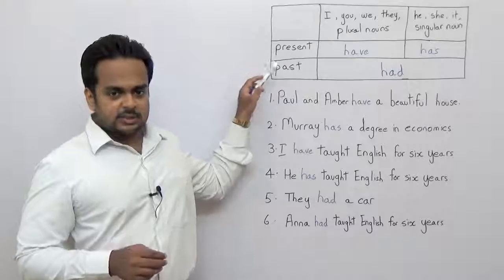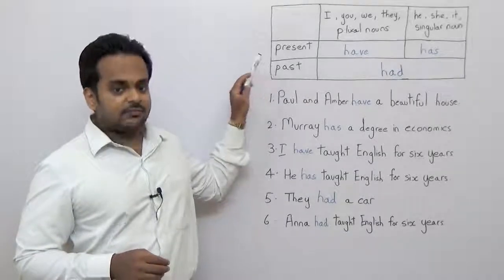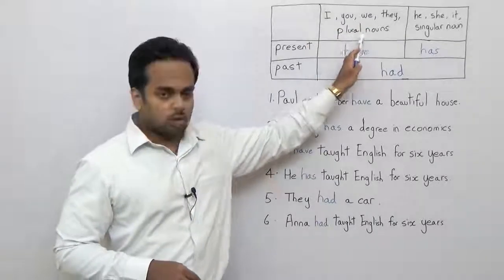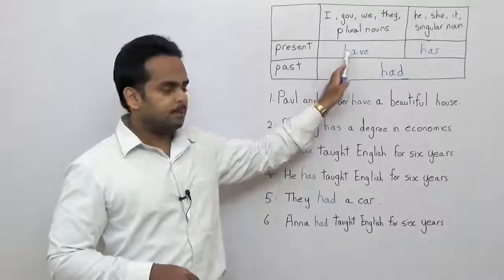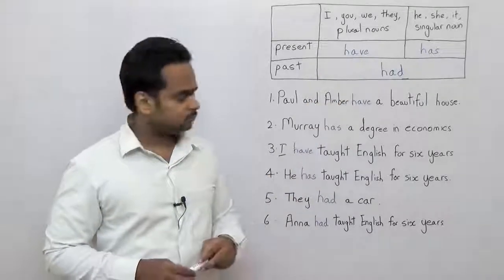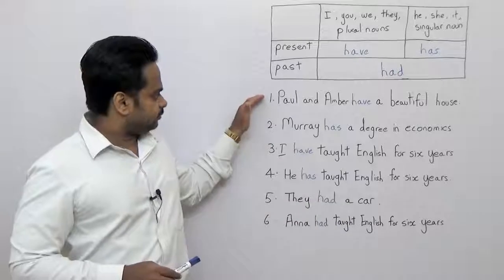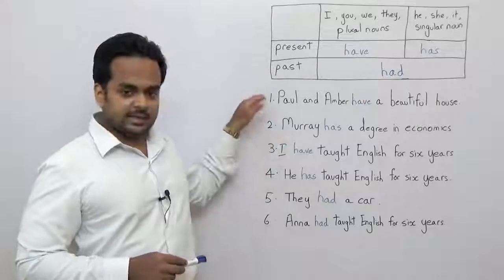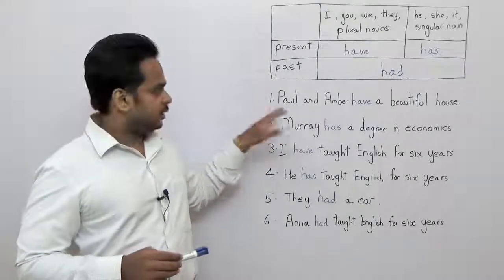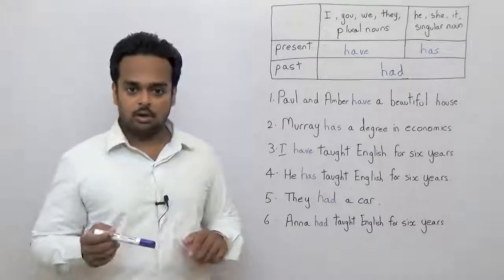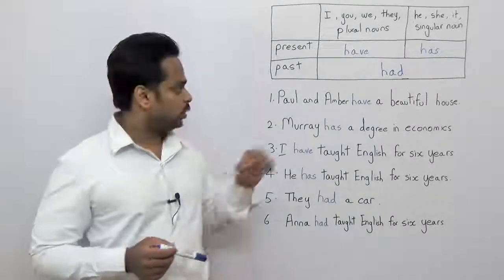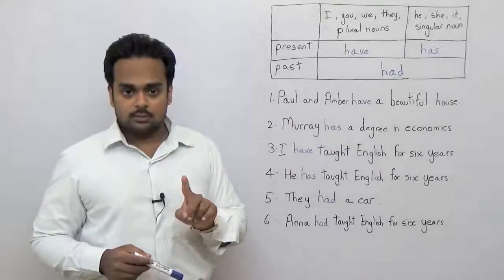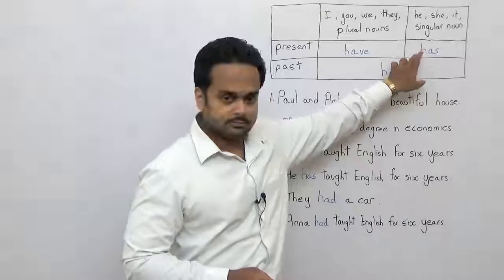If you have a sentence in the present tense, and if the subject is I, you, we, they, or any plural nouns, then you will use the base form, that is have. So in this sentence, Paul and Amber have a beautiful house. This sentence is in the present tense, and here we have a plural because it's Paul and Amber, two people. So we're using have.